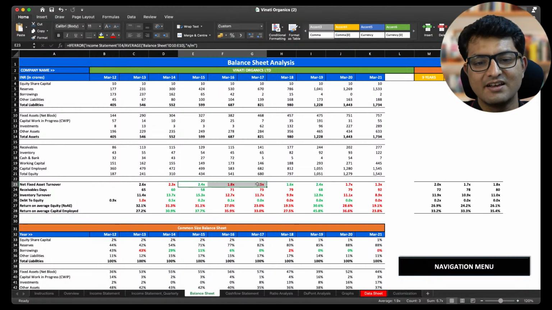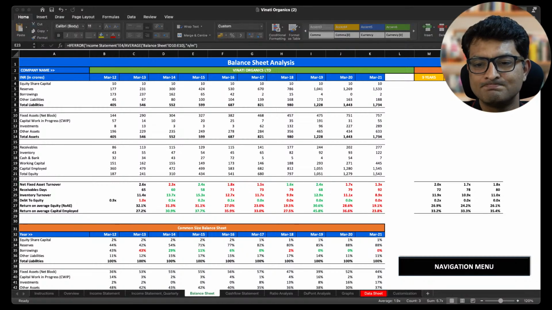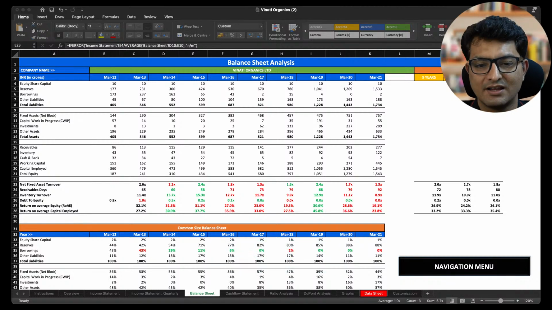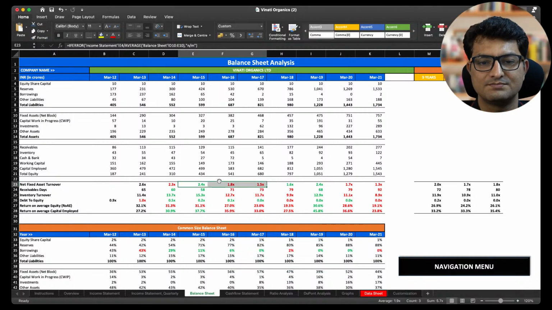If it is in a decreasing trend, what do you need to do? Just ask why. Why is this happening? Ask why, simple. And then go back to the respective annual report or con call transcript or credit rating report to understand why in the last 2 years it is decreasing.